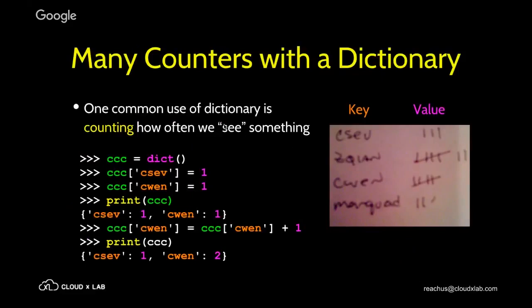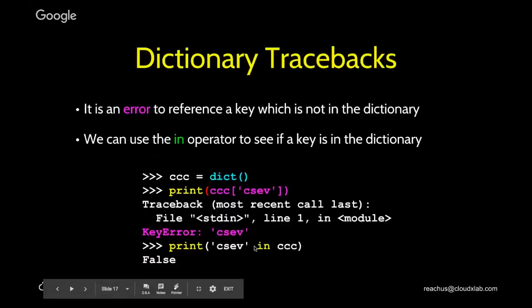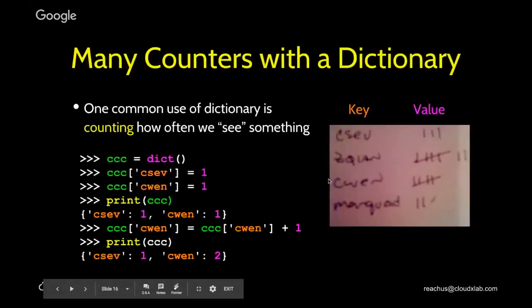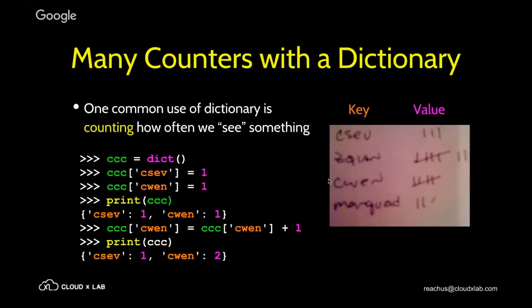So one common use of a dictionary is counting how often we see something. Here we have defined a dictionary, and we are going over the words and keep adding them here. And then at the end of it, we can always check which one is the maximum.